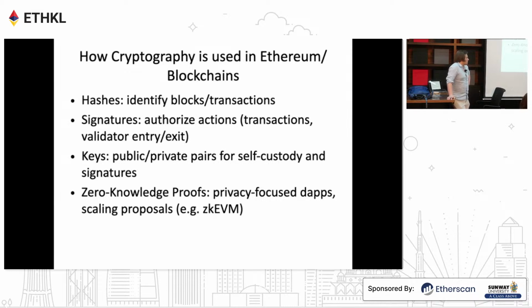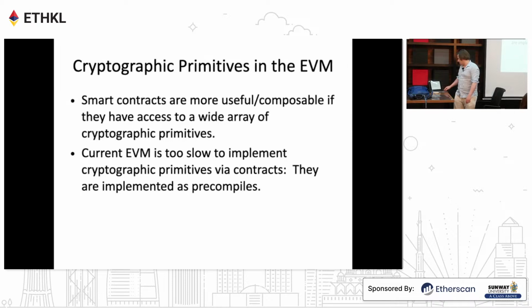I put zero-knowledge proofs on here because Ethereum is increasingly focusing the roadmap towards scaling proposals that involve things like ZK EVM. Right now, though, zero-knowledge proofs are mostly on the application side. If anybody's used Tornado Cash, that's kind of the chief use case. Well, one of them.